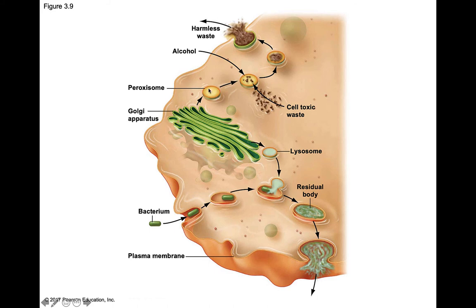Here we can see a peroxisome. So here we kind of imagine what's happening within the liver. Alcohol is lipid soluble, so it easily diffuses into and out of the cell. And then it's going to be broken down within the peroxisome. And then the harmless waste is actually going to be eliminated out of the cell. So it kind of shows you how some of these organelles actually function, peroxisomes and lysosomes primarily.